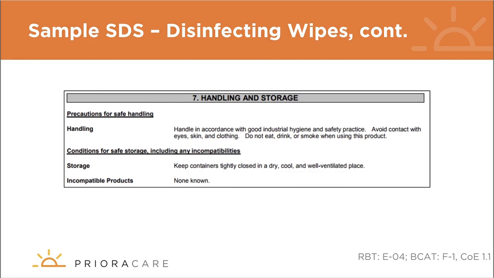Section 7, which provides information on handling and storage, specifies that you should handle disinfecting wipes in accordance with good industrial hygiene and safety practice. You should avoid contact with eyes, skin, and clothing. Also, you should not eat, drink, or smoke while using these disinfecting wipes. As for storage, you should keep containers tightly closed in a dry, cool, and well-ventilated place.